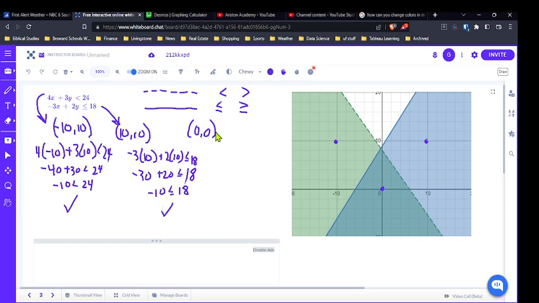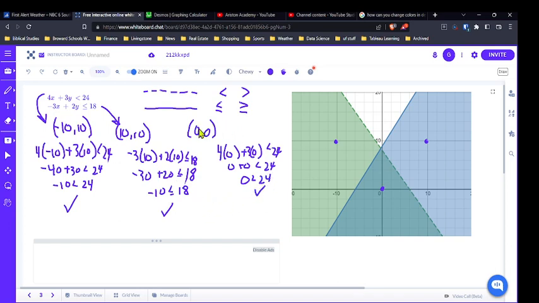All right, so let's confirm that 0, 0 is a solution to both. I didn't really leave myself enough room, but that's okay. I'm going to do it anyway. So first one, 4 times 0 plus 3 times 0 has to be less than 24. Well, this whole thing is just going to be 0 plus 0 less than 24. 0 is clearly less than 24, so that checks out.